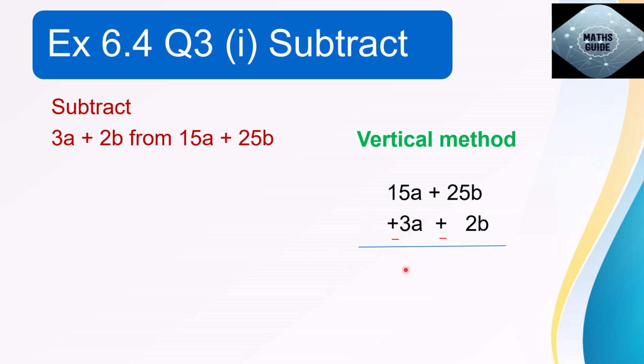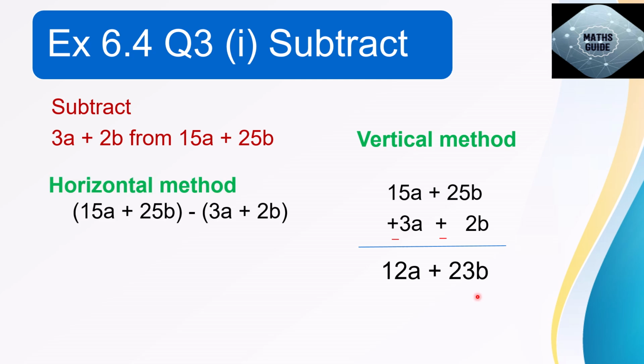15a minus 3a is 12a, and then 25b minus 2b is 23b. Now horizontal method. We will write two expressions separated by the subtraction symbol. When we have a subtraction symbol outside the brackets, the signs inside the brackets should be changed. Just like we changed the sign in the vertical method, we will change the sign in this expression which is after the subtraction symbol.